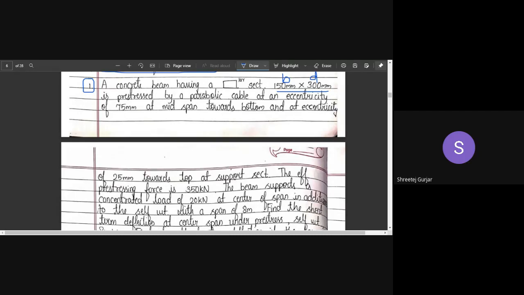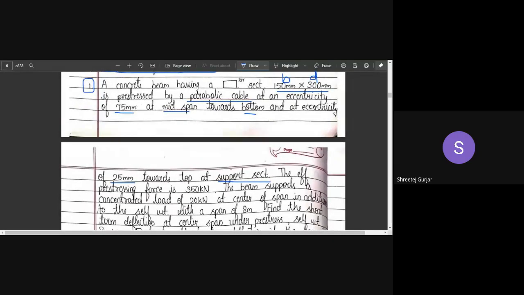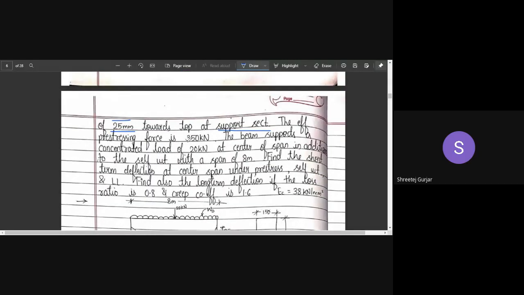Then it is pre-stressed by a parabolic cable, very important. We have a parabolic cable with an eccentricity of 75 mm at midspan towards the bottom, and an eccentricity of 25 mm towards the top at the support section. So we have two eccentricities, at midspan and at the support. We have to draw correctly using this. The effective pre-stressing force is 350 kilonewton. The pre-stressing force, capital P, is given as 350.